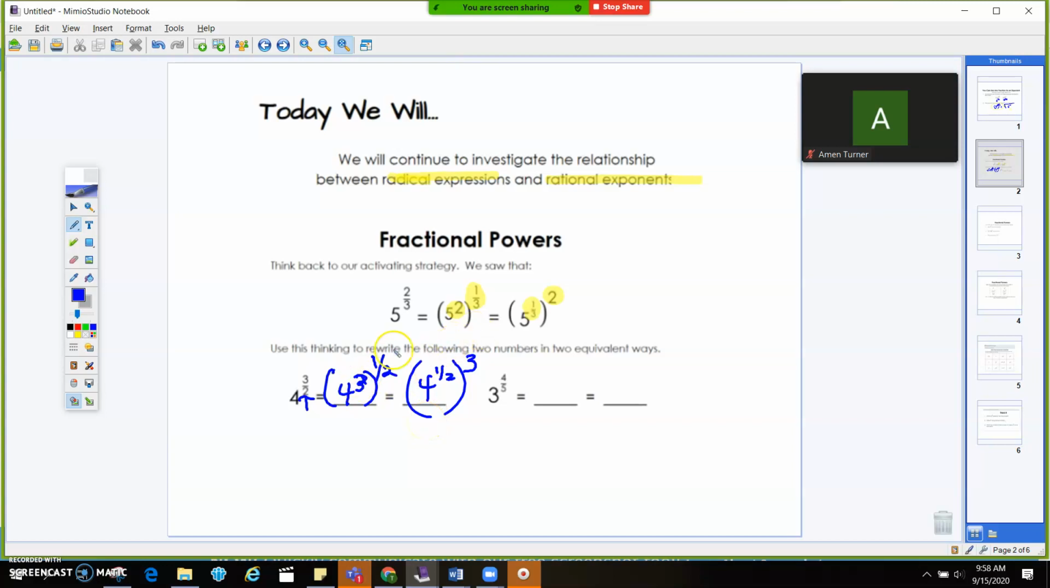If I multiply 3 times 1/2, it's the same thing as saying 1/2 times 3. So go ahead and take a moment, and I want you to try this one. Okay, so if you take this and you write it in the 2 different ways, you can say 3 to the 4th power, and you're going to raise it to the 1/5 power. Or you could say 3 to the 1/5 power, and you could raise it to the 4th power. Okay?